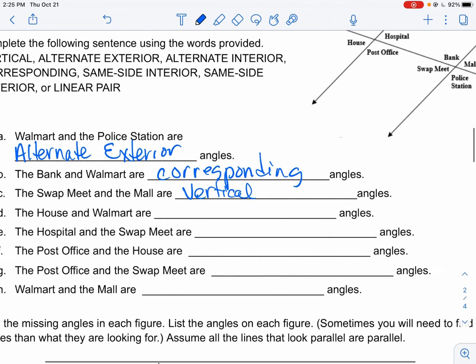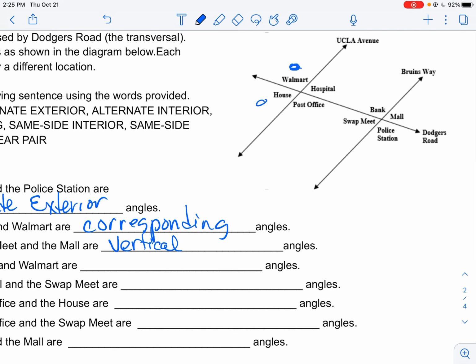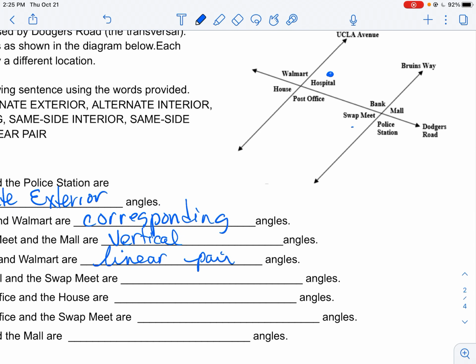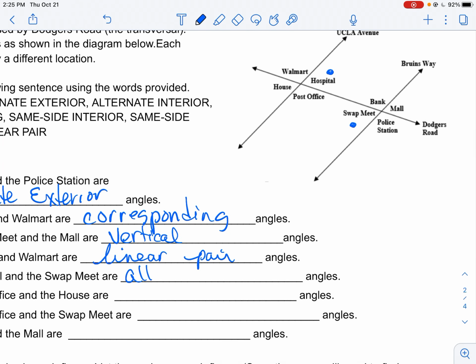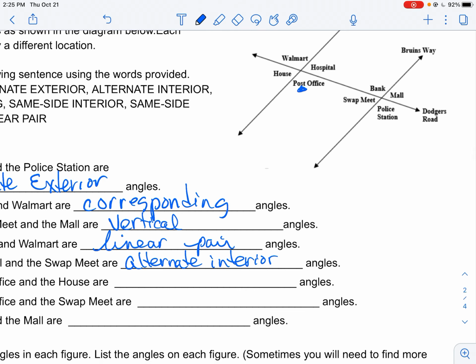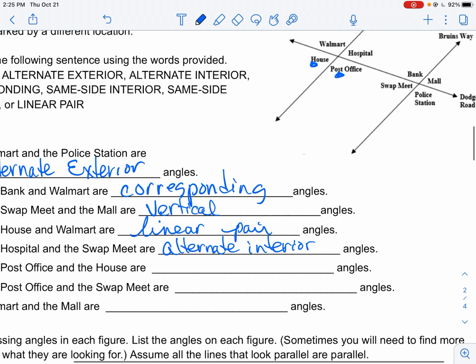Okay, so the next one has the house and Walmart. So Walmart's here, the house is here. They make a line right there. That means that they are a linear pair. So the next one is the hospital and the swap meet. So here and here. They are both on the interior. They're on opposite sides of the transversal. So they are called alternate interior angles. Okay, then the post office and the house. Post office is there, the house is there. They would make a straight line, so this is a linear pair.